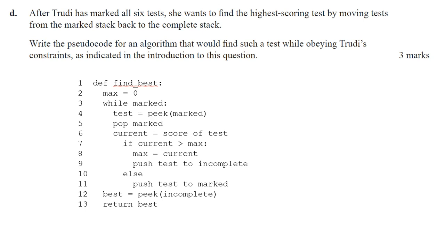So what will happen, we might end up with a few tests in the incomplete pile, and when we peek at the incomplete pile, the most recently added one will be the best one. And so we've got our return phase, which is simply, well, you could say it's 12 and 13, or we could just say it's line 13. We make sure that we return the best test. A mistake here you may have made, you may have returned the best score. So read the question very carefully.